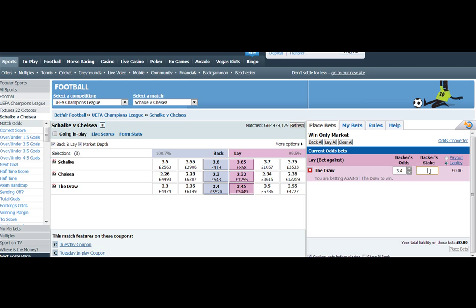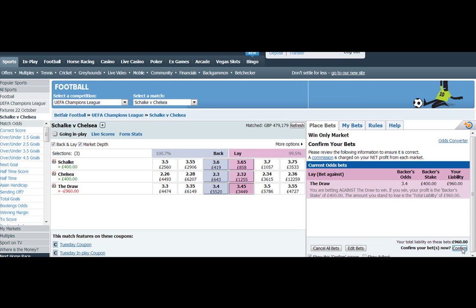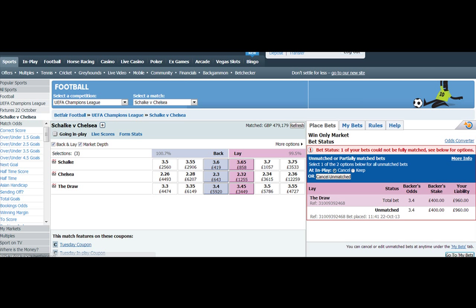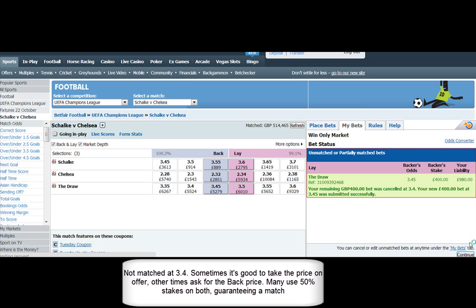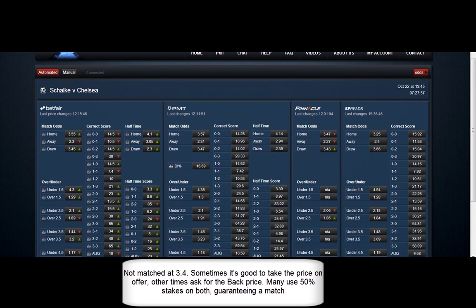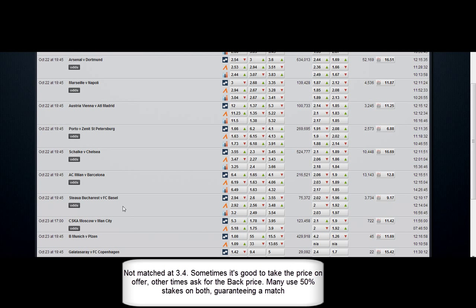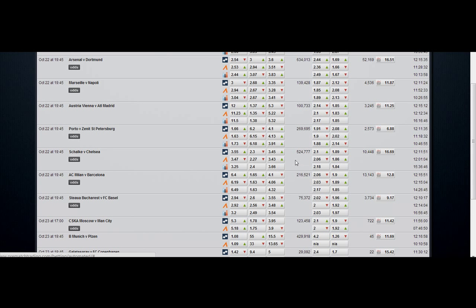But let's try and get on at 3.4. Let's ask for a price on this. Now, you don't always get matched, as you'll see. What a lot of people do is they use 50% at the back price and 50% at the lay price, thus guaranteeing that if that price moves, they're on it. So that's quite a good little strategy, a little bit of advice to take, something to use.